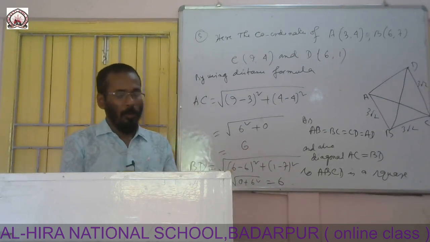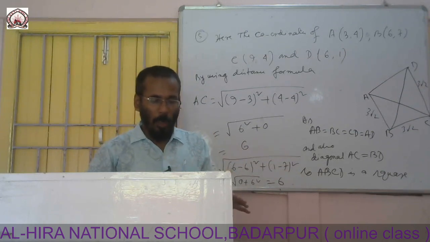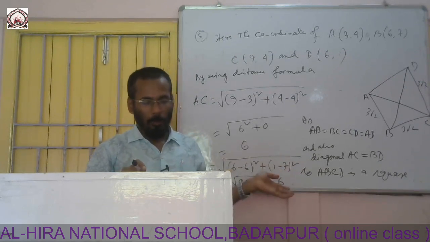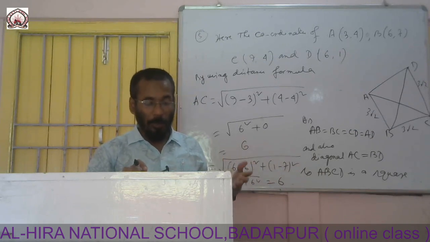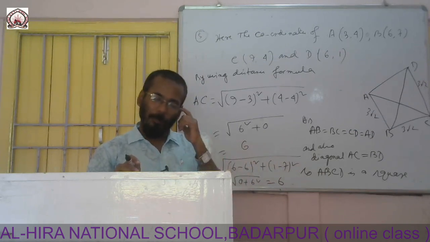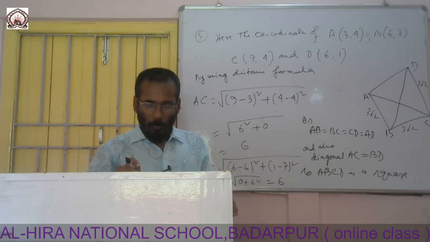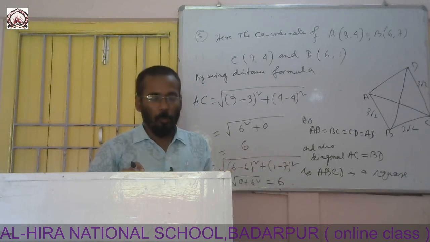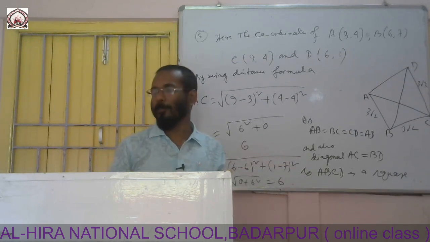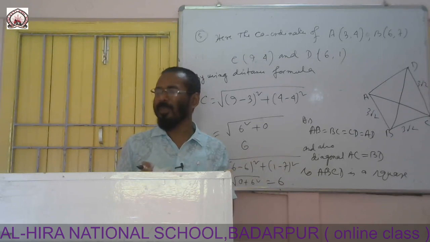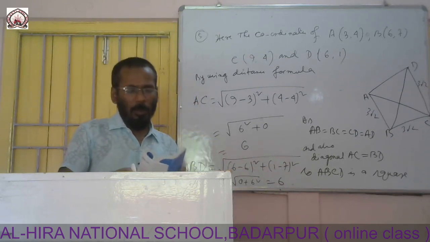So by using the formula we find AB, BC, CD, and we also have to find the diagonals, and by finding the diagonals we have to show which type of quadrilateral it is. So 3 questions are there, number 1, 2, 3, very simple, you can do it, but then also I am doing it.